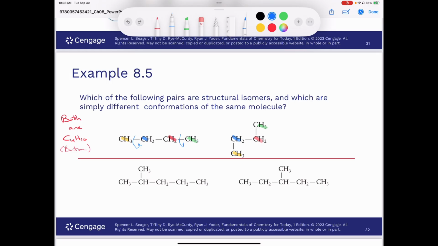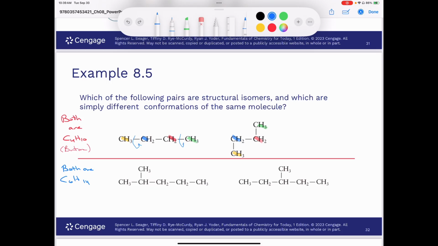Now, if we look at the second example, so 1, 2, 3, 4, 5, 6 carbons, both of these have the same molecular formula. If you look carefully, both are C6H, so it's 2n plus 2. So 2 times 6 is 12, plus 2 is 14. 1, 2, 3, 4, 5, 6, 7, 8, 9, 10, 11, 12, 13, 14. There you go, 14 hydrogens. So they both have the same molecular formula, but you can see that these are structural isomers, okay?